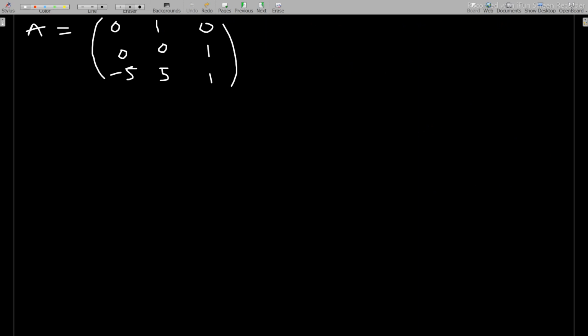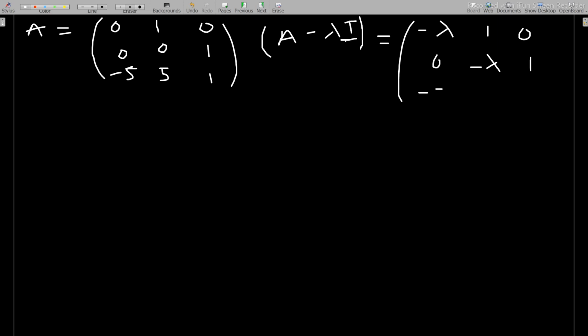As you know, first of all, you find A minus lambda I. We will need this later, but I'm writing it here, and it's equal to: minus lambda, 1, 0; 0, negative lambda, 1; -5, 5, 1 minus lambda. This is what you have.